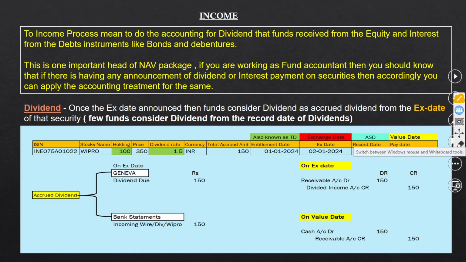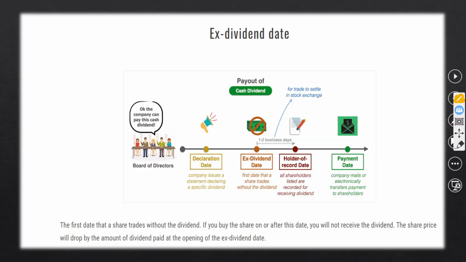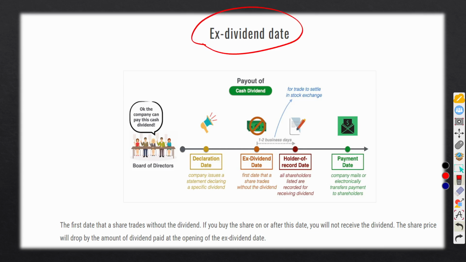So let me take you ahead with the ex date rule. This rule is very important, guys. We apply this rule for all the different corporate actions. So this rule is basically the ex date rule. We'll have the same rule for the record date also. Record date means, of course, the company will pay dividend as per the record date.